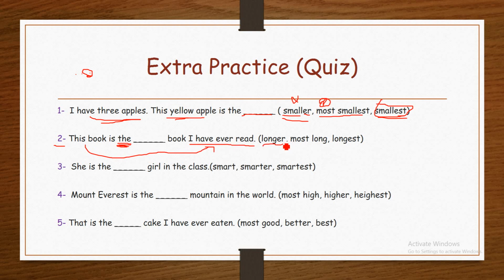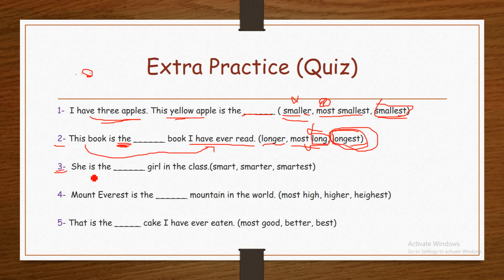Longer is what? It is a comparative. Most long is grammatically incorrect. Why? Because long is 1 syllable. You can't add most to long. When we have a 1 syllable adjective, for the superlative form we just add est. Longest is the correct answer. This book is the longest book I have ever read.